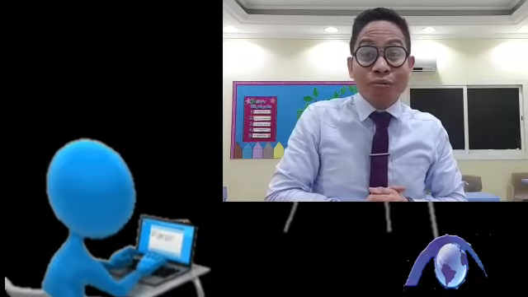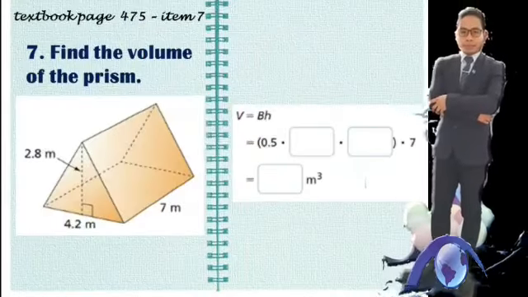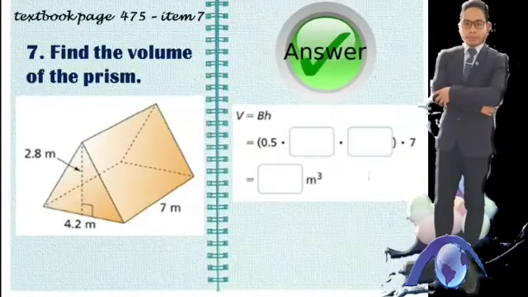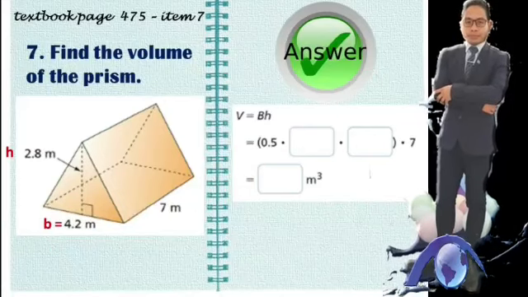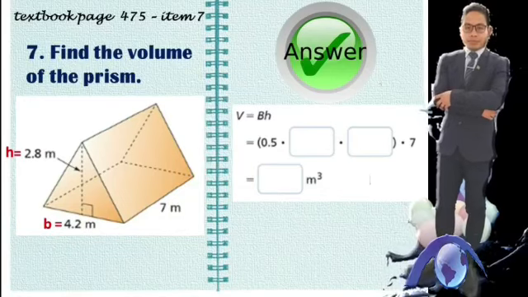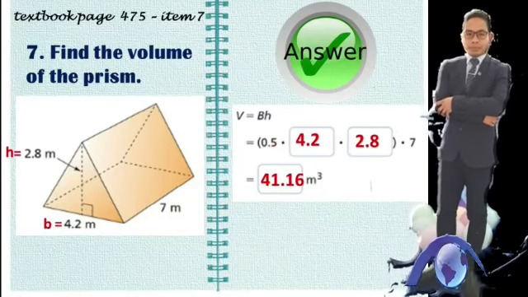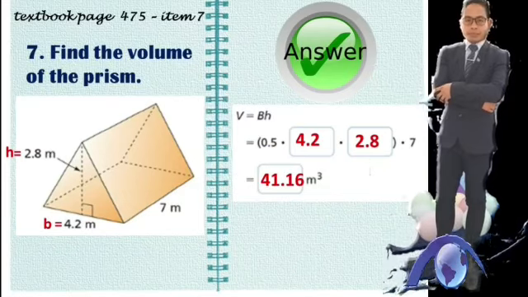But before we start our lesson for today, let's have your answer for your homework last week. Here they are. Let's start with your textbook 475 item 7. Find the volume of the prism. Take note that the base is 4.2, the height is 2.8. So we have 41.16 cubic meters as the volume of the prism.